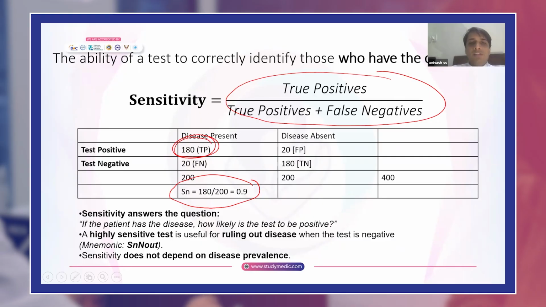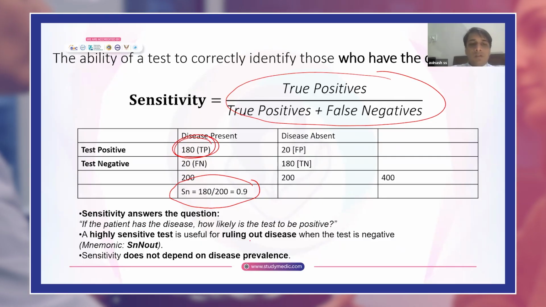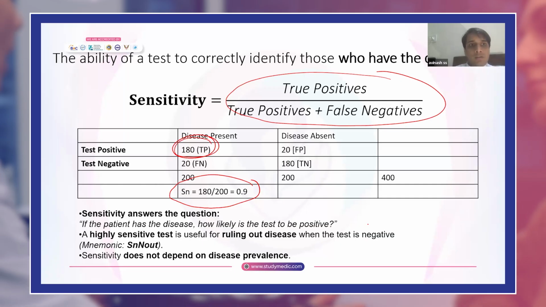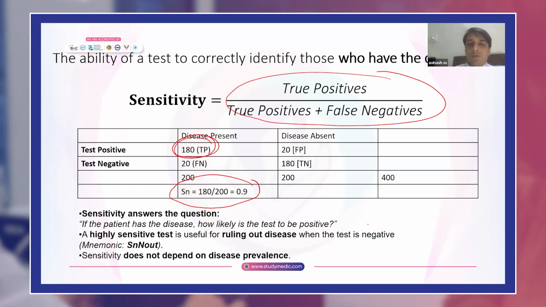If it is 100% sensitive and the test is negative, we can definitely rule out the disease. If it is 100% sensitive and it turns negative, it does not depend on prevalence.